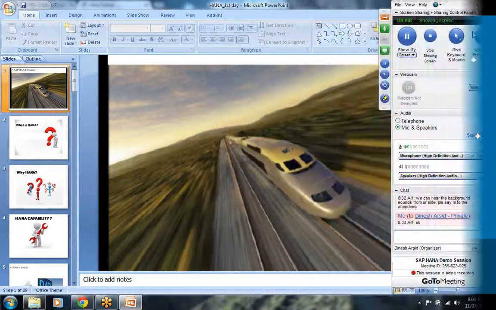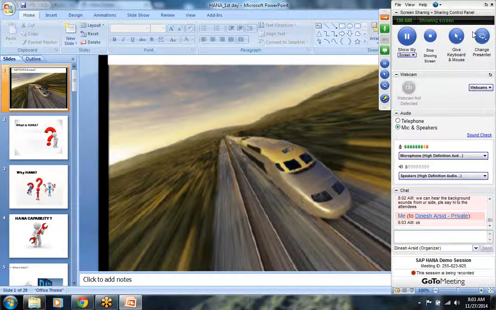What is HANA and is there any prerequisite required to learn HANA? The only thing that is required is basic SQL. A small knowledge of basic SQL is enough to learn HANA.